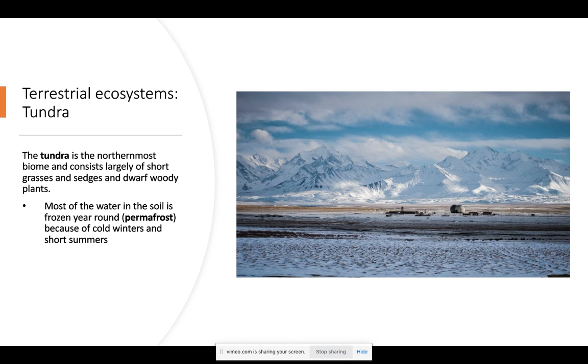Right, they're woody because they don't contain a lot of leaves, and that's just because there's not much photosynthesis occurring here. Because why? There's not much nourishment to go around. So most of the water in soil is frozen year round. That's due to permafrost.